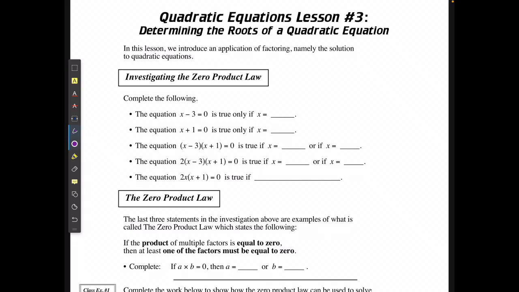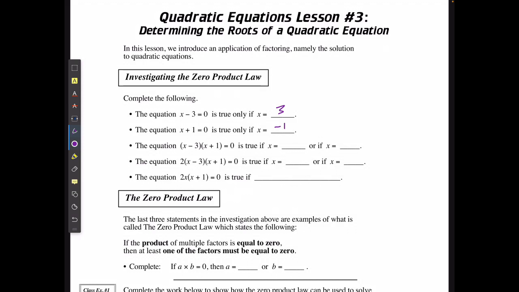Okay, for this lesson, we're going to take a look at how to use what we reviewed from factoring polynomials in order to actually solve quadratic equations. So we need to start by understanding the zero product law. If the equation x minus 3 is equal to 0, then when I isolate x, it is only true if x is equal to positive 3. If x plus 1 is equal to 0, I'm going to have to move the positive 1 to the other side, and it's only true if x is equal to negative 1.